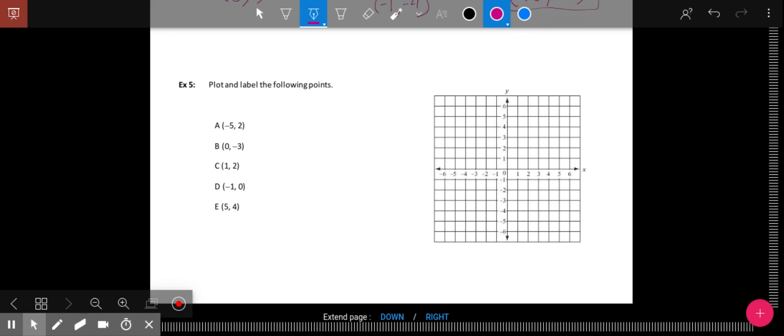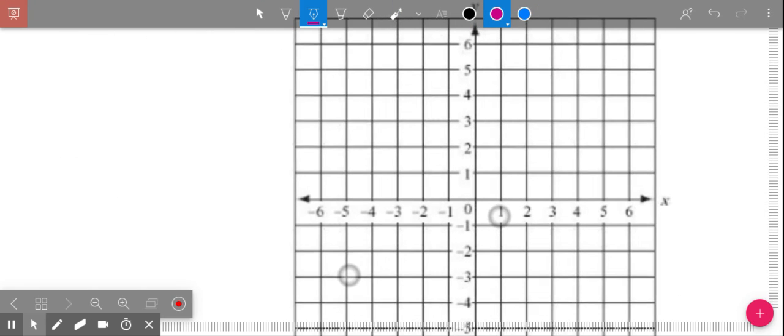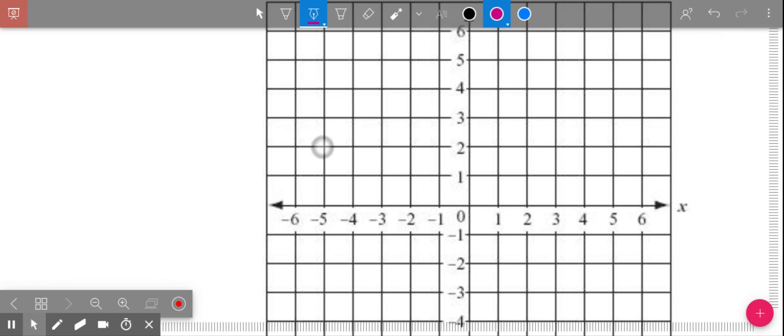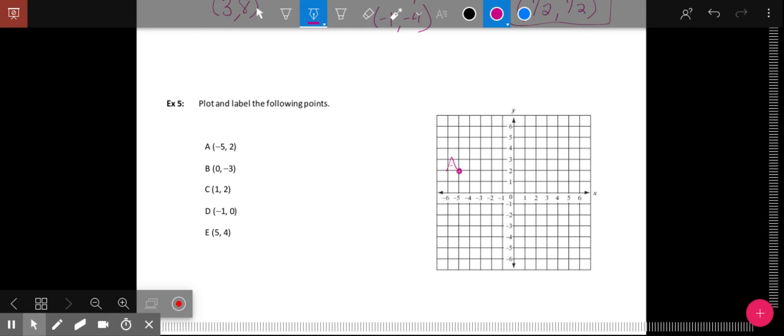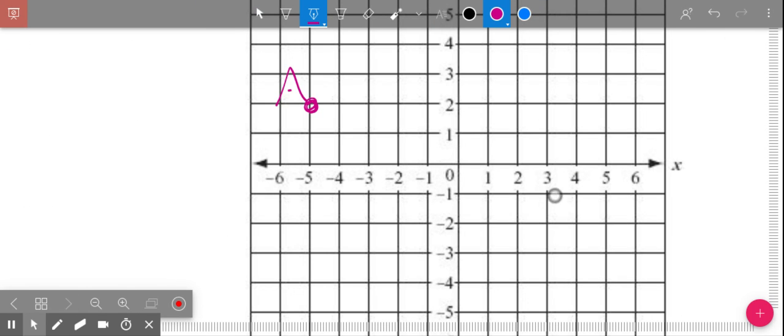All right, so I hope you tried to graph these. The first one we had was negative 5, 2. If I go to negative 5 up to 2, that's from right here. So that was point A. Make sure you're fixing these if you did not graph them correctly. Then I'll have 0, negative 3. So 0 down to negative 3.